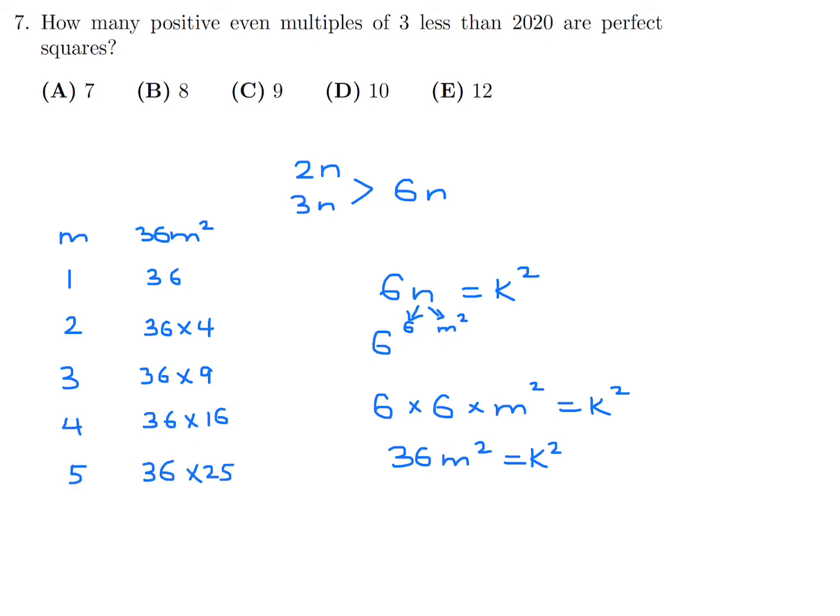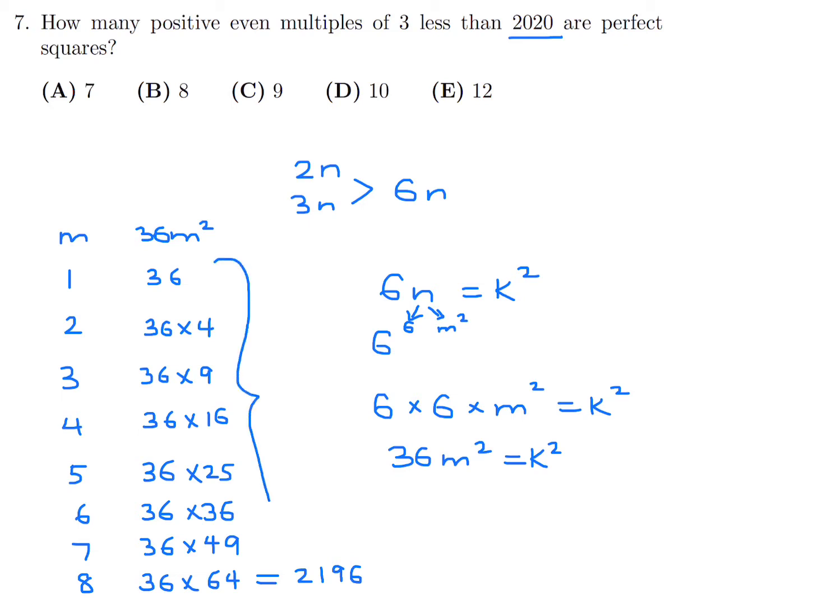36 times 25. 6 would be 36 times 36. 7 would be 36 times 49. And then 8 would be 36 times 64. However, that is 2196, so that is the first time we exceed 2020. And remember, we have to have numbers that are less than 2020. And the only ones that are less than 2020 are these guys, and there's 7 of them. So number 7, the answer is 7, and that's A.